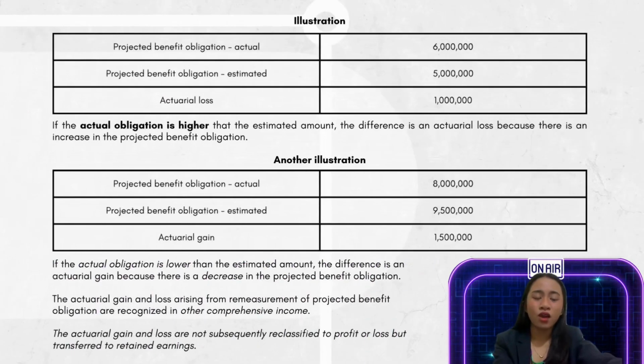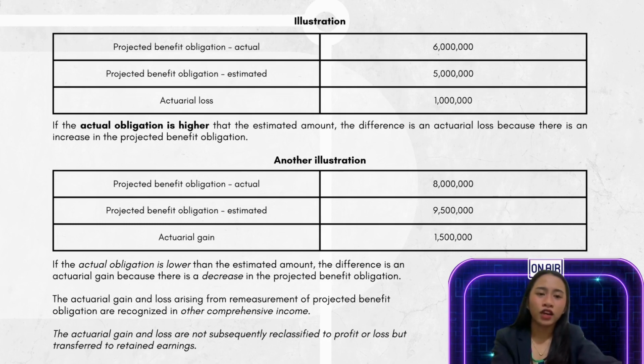So, let us now have an illustration again on how to get the actuarial loss. So, we have an actual projected benefit obligation of 6 million less the estimated projected benefit obligation of 5 million. We will come up to the actuarial loss of 1 million. So, kung mas mataas ang actual obligation kaysa sa estimated amount, the difference is an actuarial loss dahil nga may increase sa projected benefit obligation.